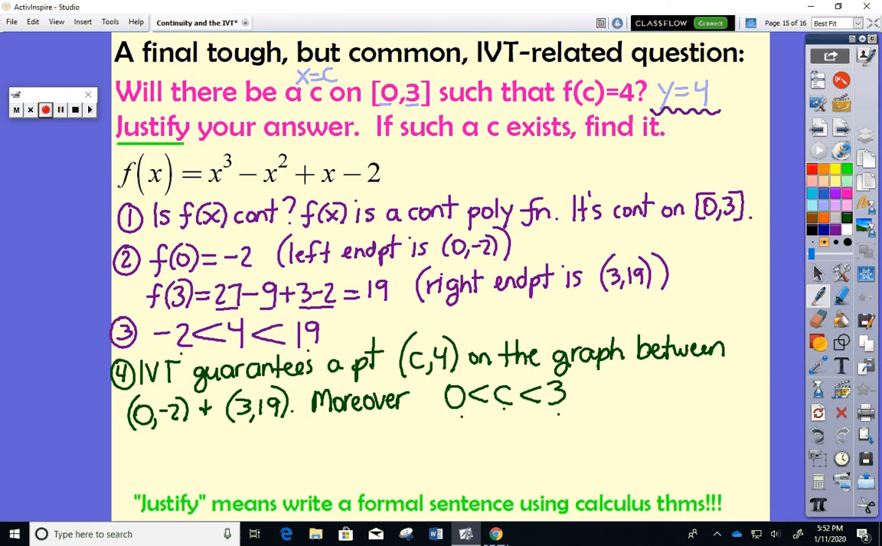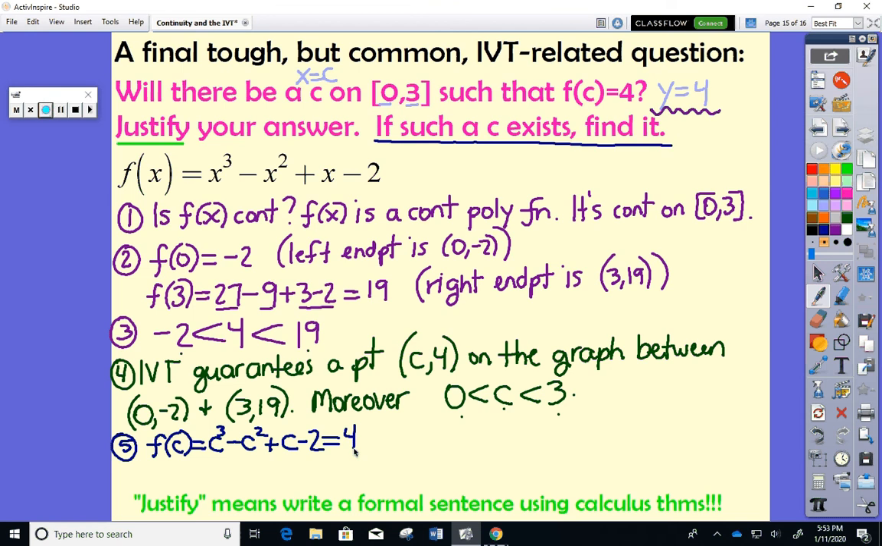Now, sometimes I'm just saying, is it there? So I've proved that it's there. Sometimes you're asked one more thing. Well, the one more thing says, if such a c exists, find it. Okay? So on this one, I know I've got to say that f of c, which would be c cubed minus c squared plus c minus 2, I know that that y value is going to be 4. So what I can now do is solve for c.